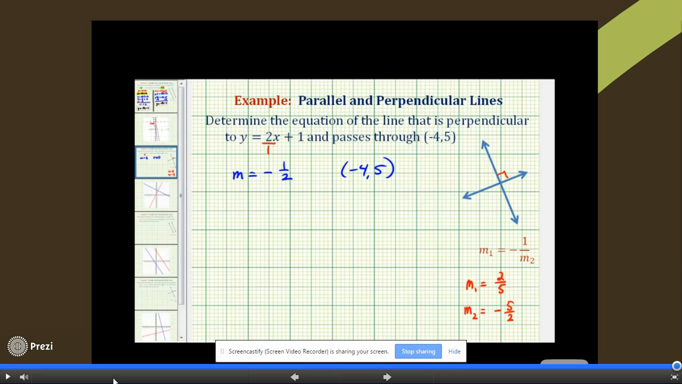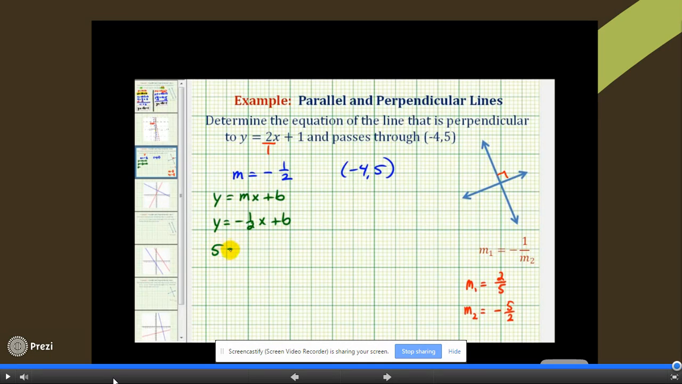So using just slope-intercept form, or the form y equals mx plus b, we would first substitute negative 1/2 for m, so we'd have y equals negative 1/2 x plus b. Then to determine the y-intercept, it's not going to be positive 5 because the x-coordinate is not 0, but since this point is on the line, that means if we substitute these coordinates into the equation, it should satisfy the equation. So we'll substitute negative 4 for x, 5 for y, and then solve for b.